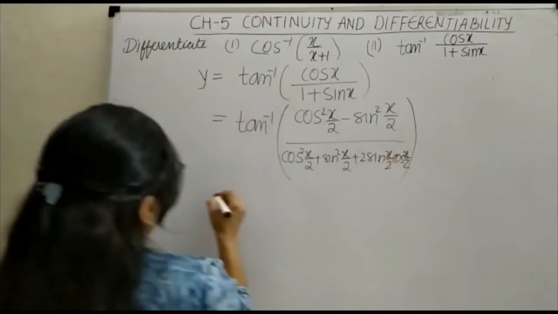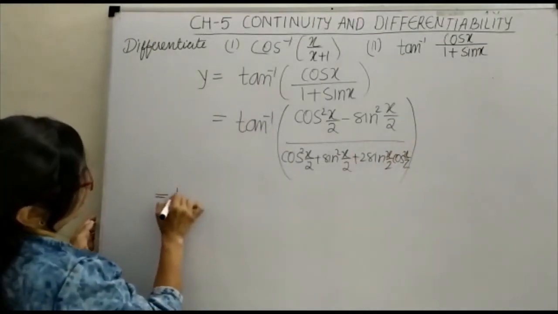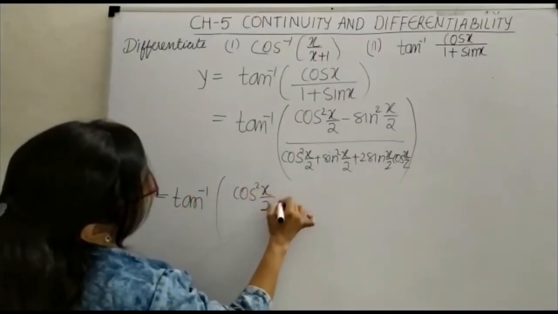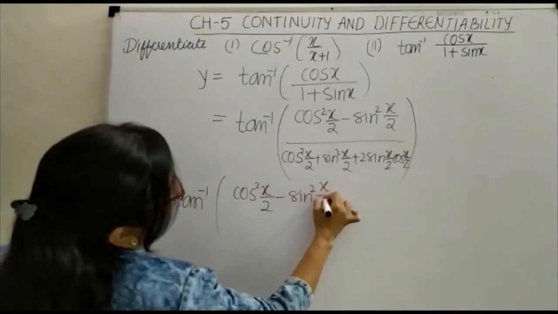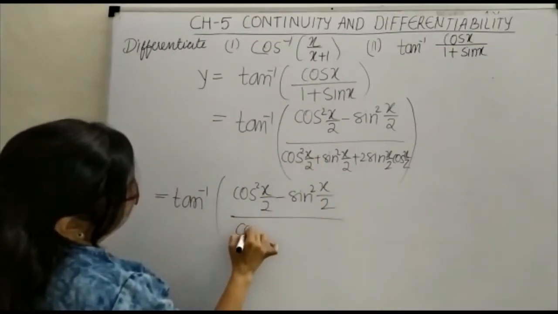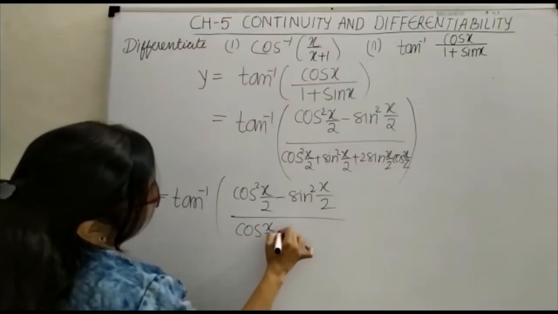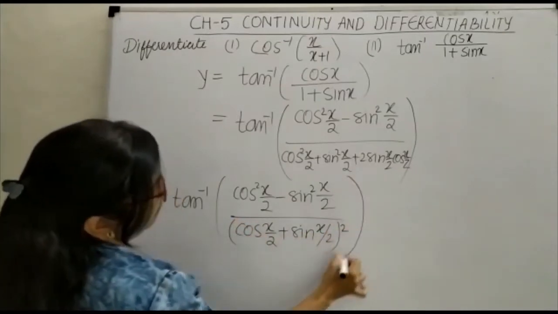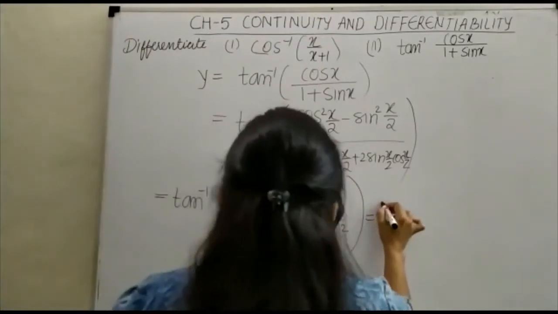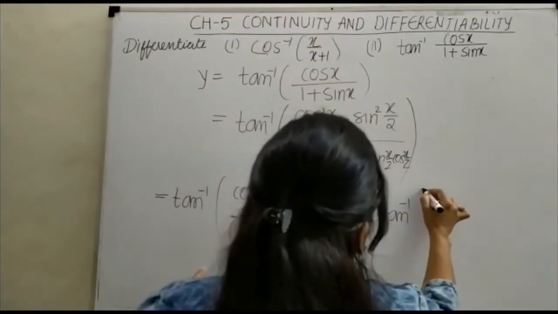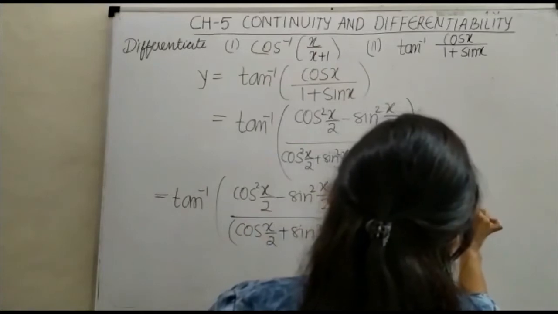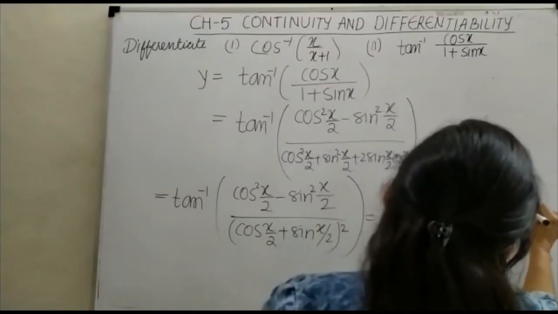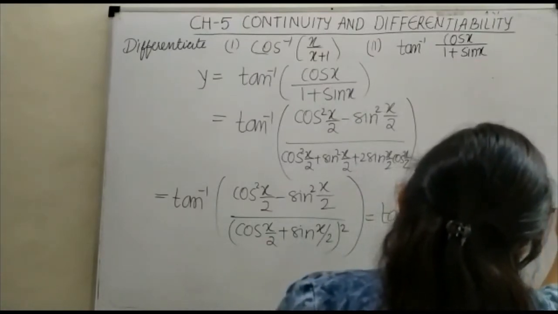Now this can be written as tan inverse cos square x upon 2 minus sin square x upon 2. Here it will be cos x upon 2 plus sin x upon 2 the whole square. Right? Now we can simplify this as tan inverse cos x upon 2 minus sin x upon 2, cos x upon 2 plus sin x upon 2.